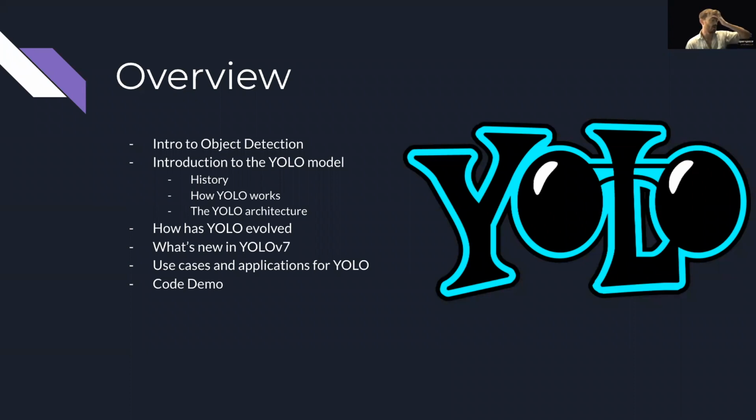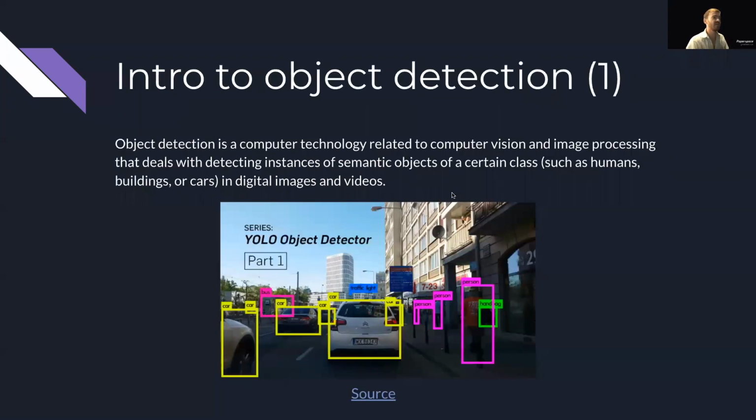Finally, we will, oh, that's a typo. We're not talking about the use cases and applications for YOLO. Those will be apparent throughout. We'll talk about what's new in YOLOv7 and then jump into the code demo. All right, without further ado, let's talk about object detection.